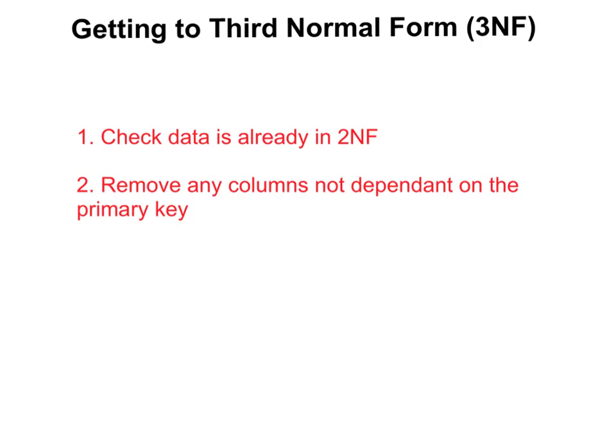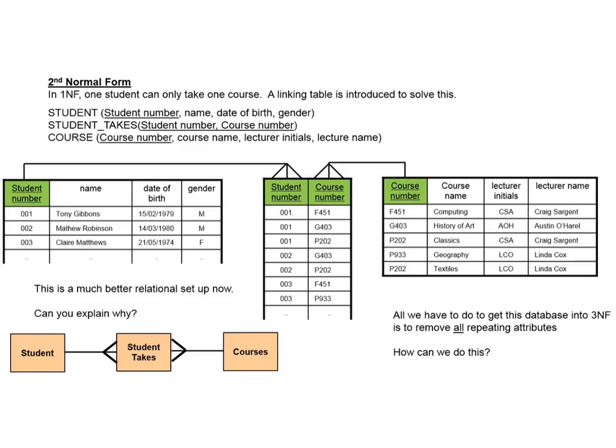The final step is to get this database into third normal form. To do this, we have to check the data is in second normal form and remove any columns not dependent on the primary key. Make sure you understand this last point. It means that every non-key field must depend on the key, the whole key, and nothing but the key.